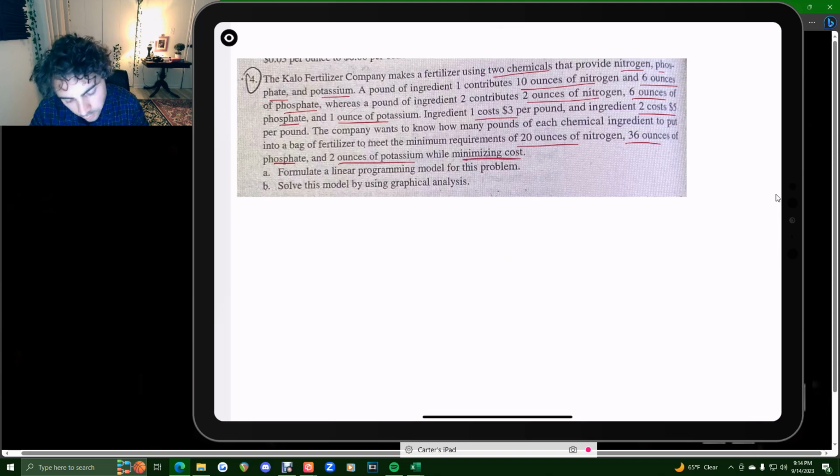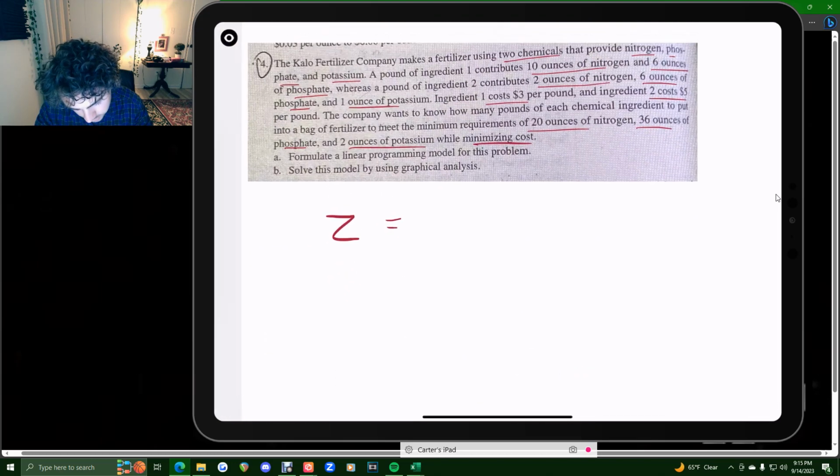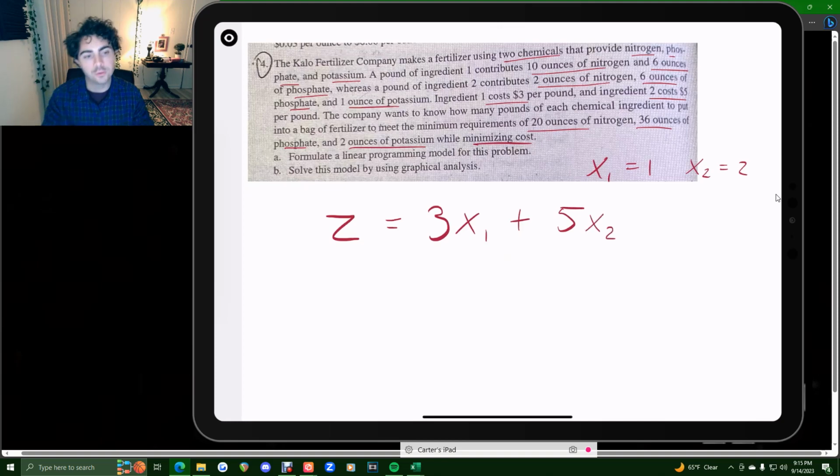So let's start with minimizing the cost. Usually the thing we are finding a max or minimum of is called Z, and here Z represents cost. Ingredient 1 we will represent with X1, and X2 is ingredient 2. Ingredient 1 costs $3 per pound, so the cost is 3 times X1 plus the cost of ingredient 2, which is $5 per pound of ingredient 2. So the thing we're minimizing is Z equals 3x1 plus 5x2.